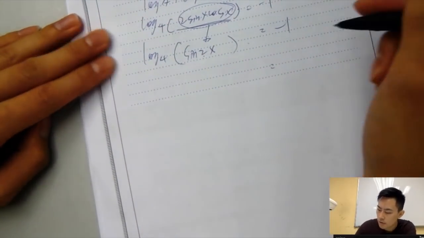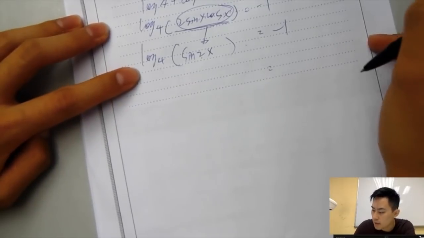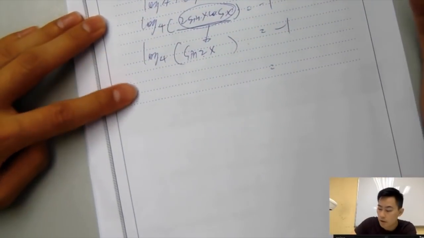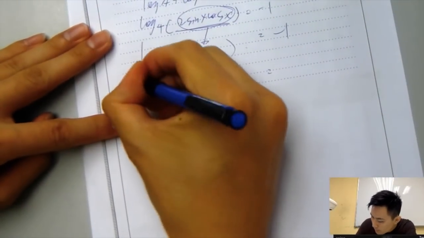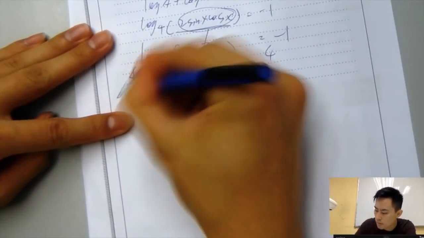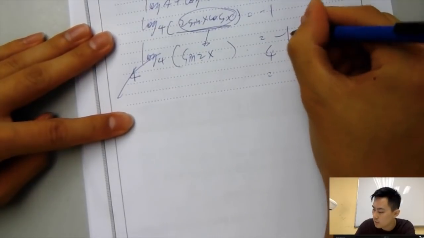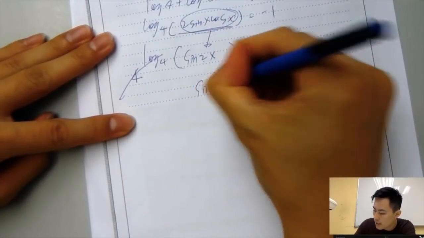If you don't understand the trick right here, then I suggest you go through my logs video, or you can sign up for a trial lesson in our center. So here, you add 4, you raise it to the top, you can cancel this out. So 4 power minus 1 will be 1 over 4, and you have sine 2x, and that's it. That is the answer.